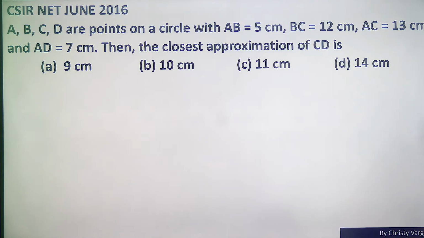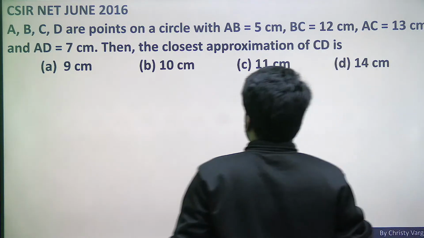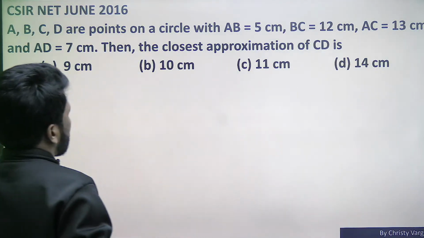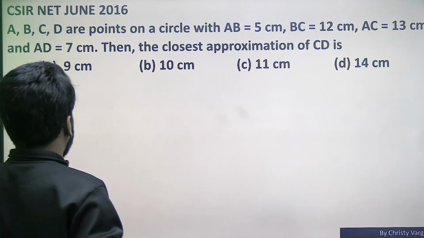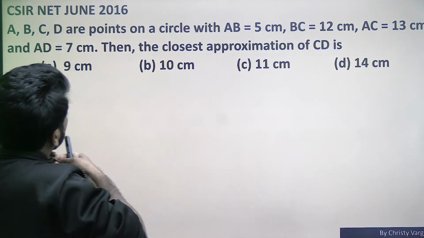Option A, many of you got. D option also. Let's see which is correct. ABCD are points on a circle with AB equal to 5 cm, BC equal to 12 cm, AC equal to 13 cm, and AD equal to 7 cm.